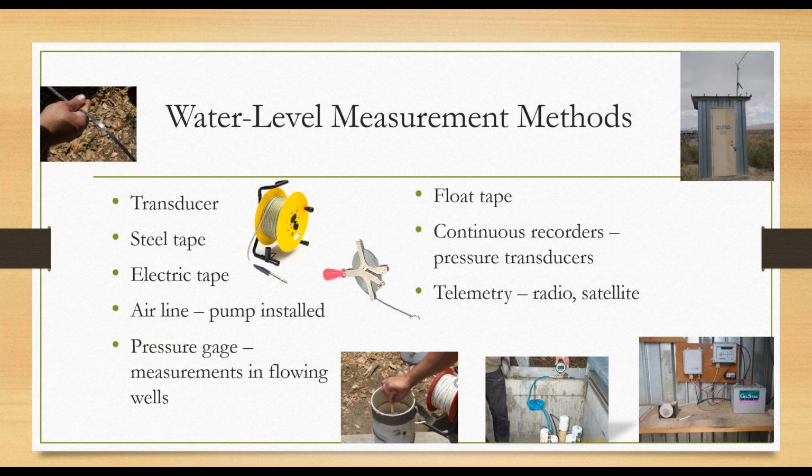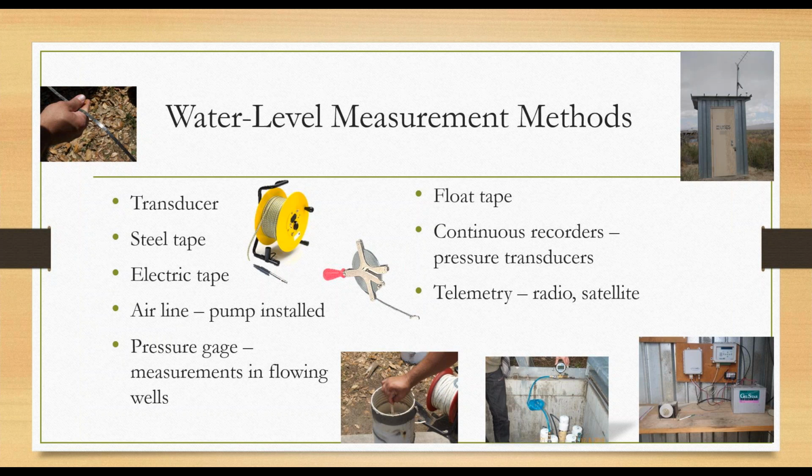So we also use pressure gauges. I have one example here in the middle picture at the bottom. Pressure gauges are used in wells that are flowing. So if you have a well that has quite a bit of pressure, there are all different types of these that you can use and still get an accurate measurement of the pressure of the water flowing up, rather than a water level.